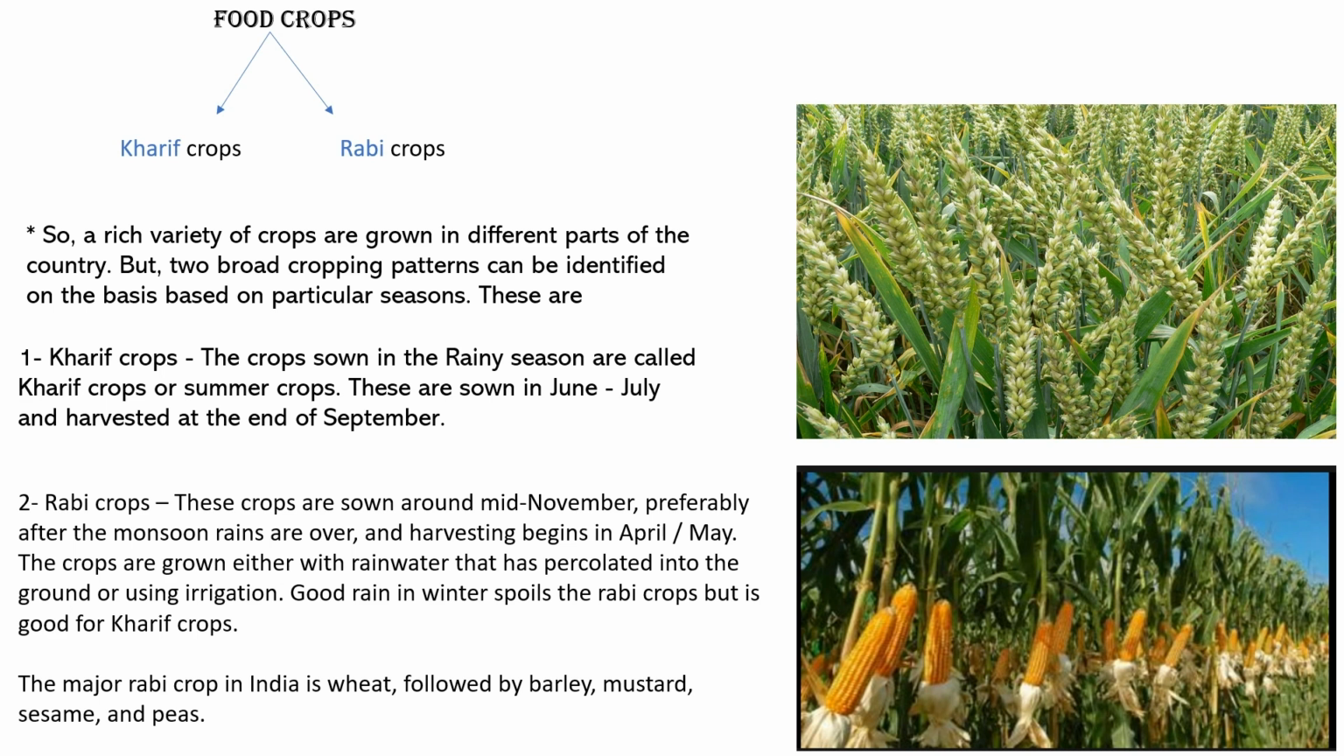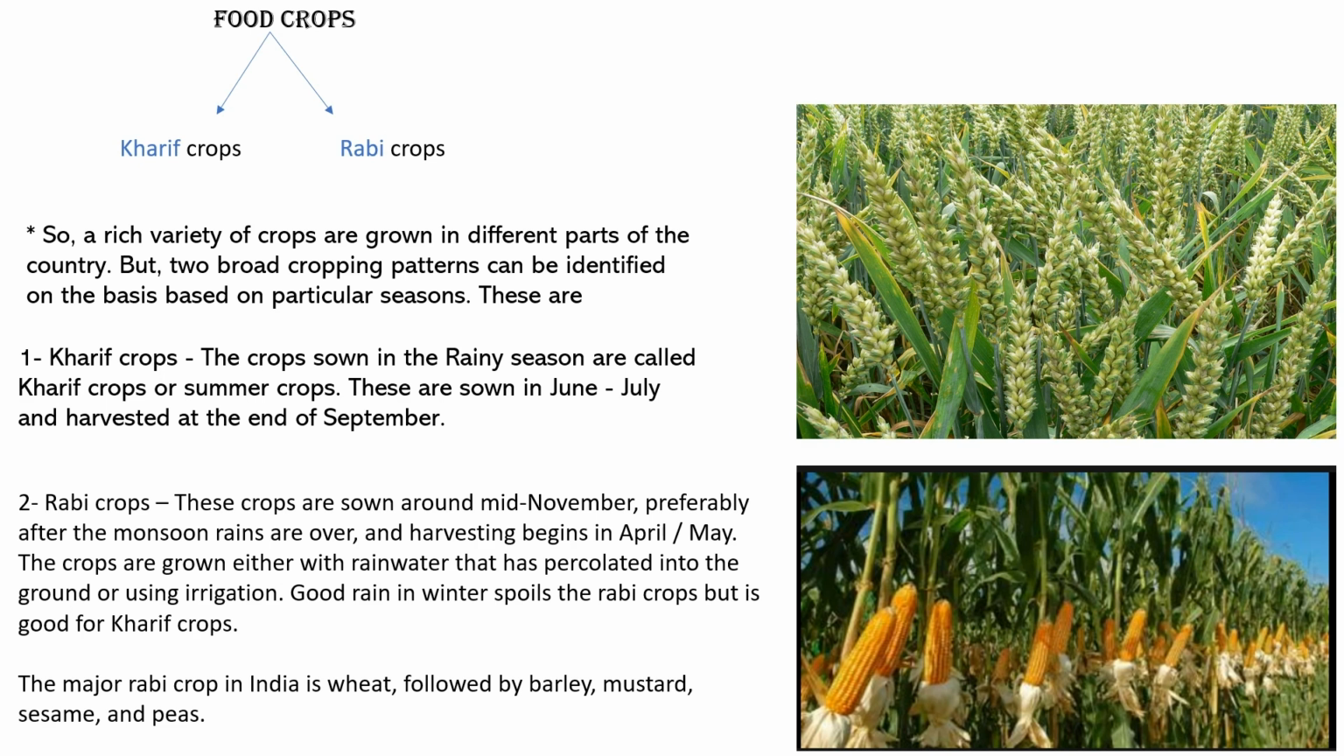Corn, maize, sesame, peas, those are rabi crops. The crops which are sown around mid-November or October, probably after the monsoon rains are over, and harvesting begins in April, May, and the crops are grown either with rainwater that has percolated into the ground or using irrigation.